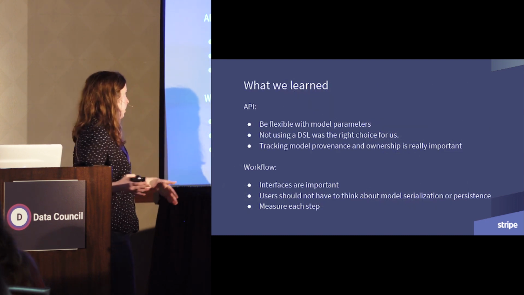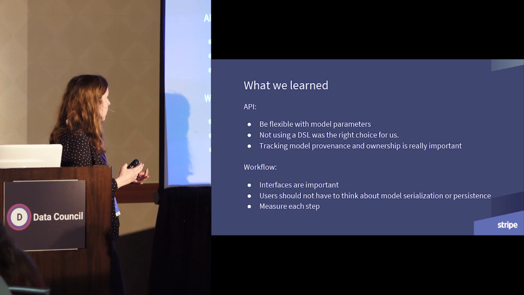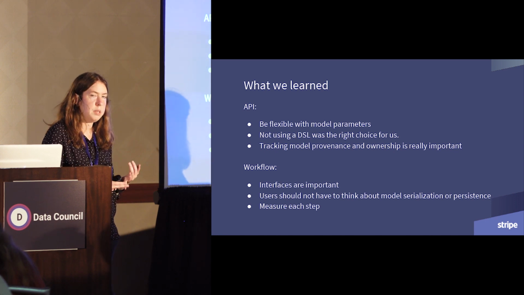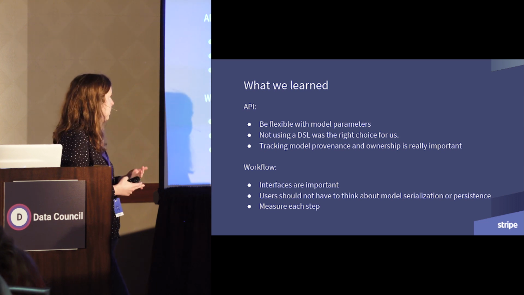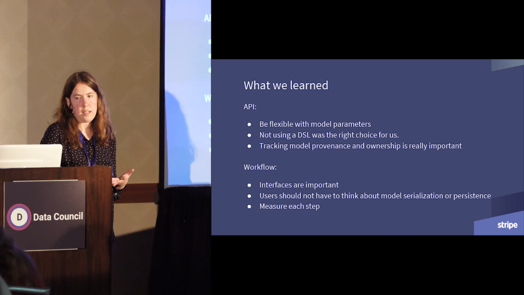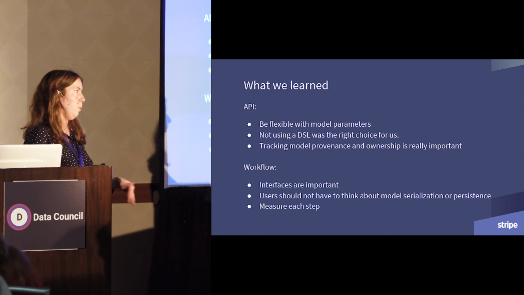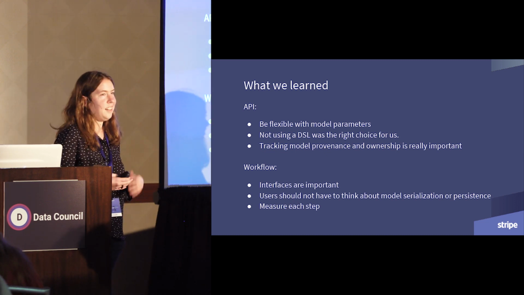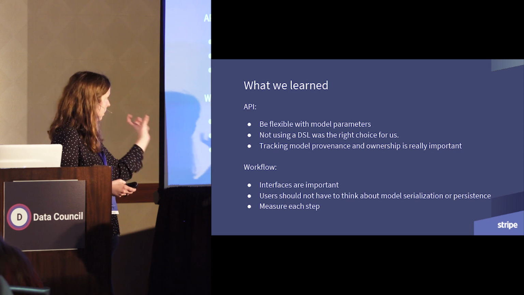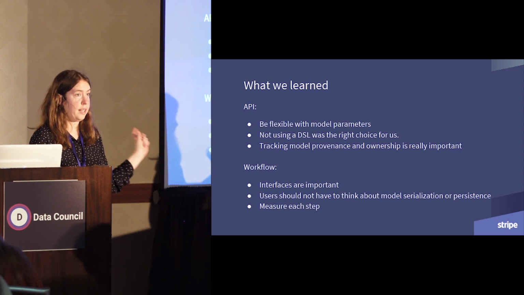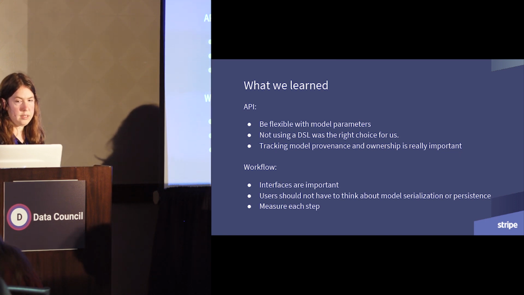So from this part about how we design the API and workflow, some of the lessons we learned are on the API being really flexible with what parameters we let people input. We found that not using a DSL was the right choice for us, and that it would have been too restrictive. And also that tracking model provenance is really important, especially when we have more users. We used to have people pop into the team Slack channel and say, my job failed, can you help me? And then you spend a long time tracking down what code did you run, where did you run it? And now if we have the job ID, we can figure out everything else by ourselves, or even proactively reach out, which has been a big improvement.